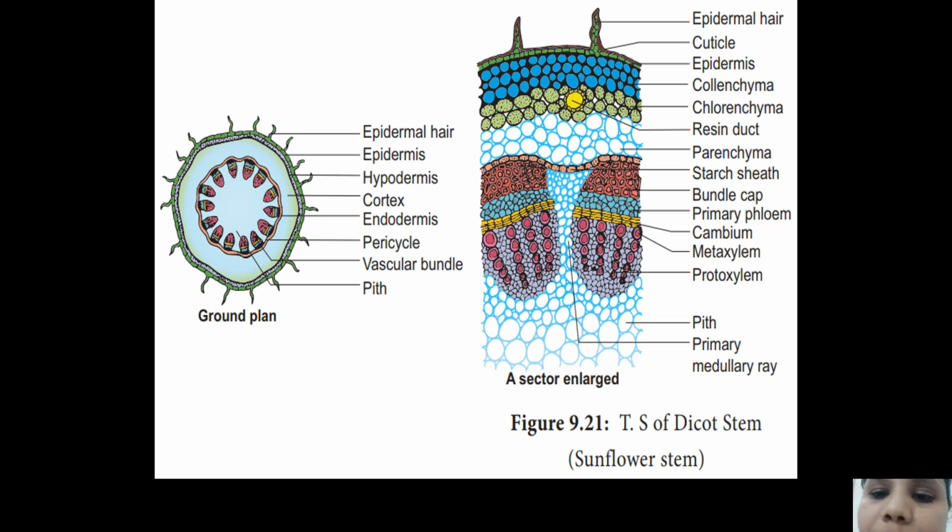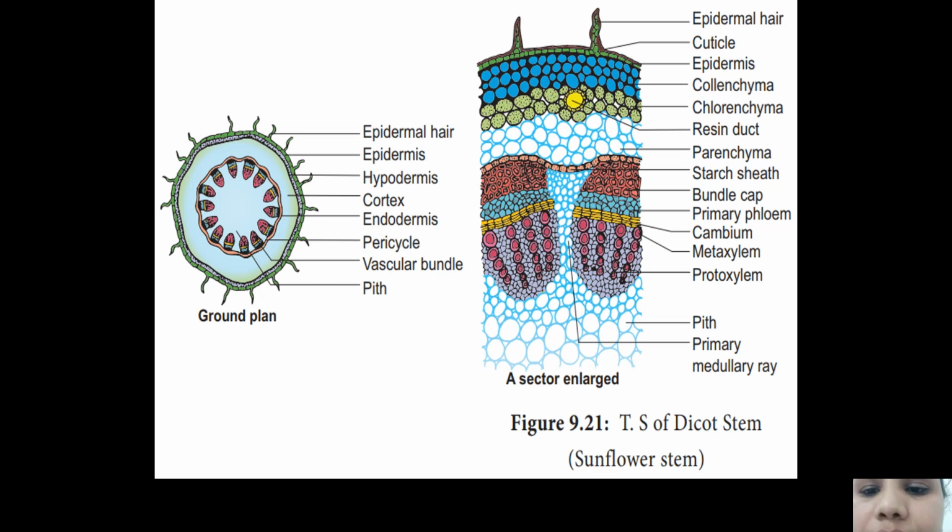Next to epidermis is the hypodermis. Hypodermis is immediately present just below the epidermis. This hypodermis is part of the general cortex. It has 2 to 3 layers, and chloroplasts might be present or absent. They are made up of collenchyma cells.